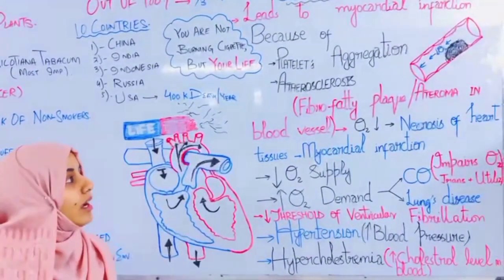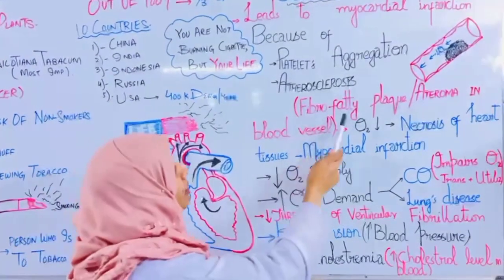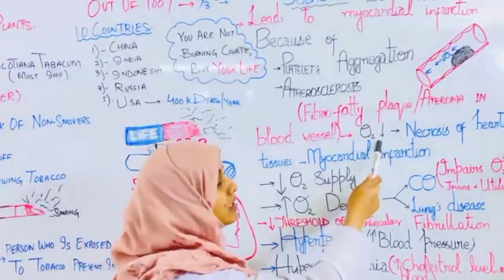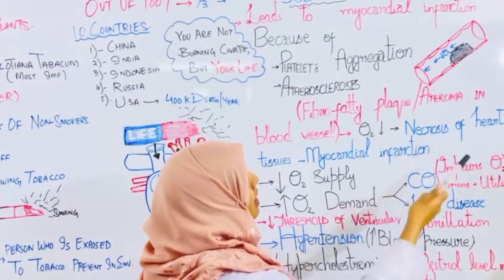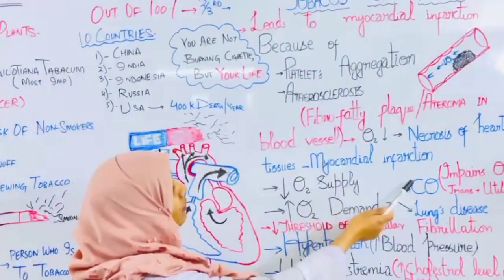Atherosclerosis is the hardening and narrowing of the blood vessel. As we know, a fibrofatty plaque or atheroma forms in the blood vessel, which leads to decreased oxygen supply and necrosis or death of the heart muscles or tissues, which is called myocardial infarction.